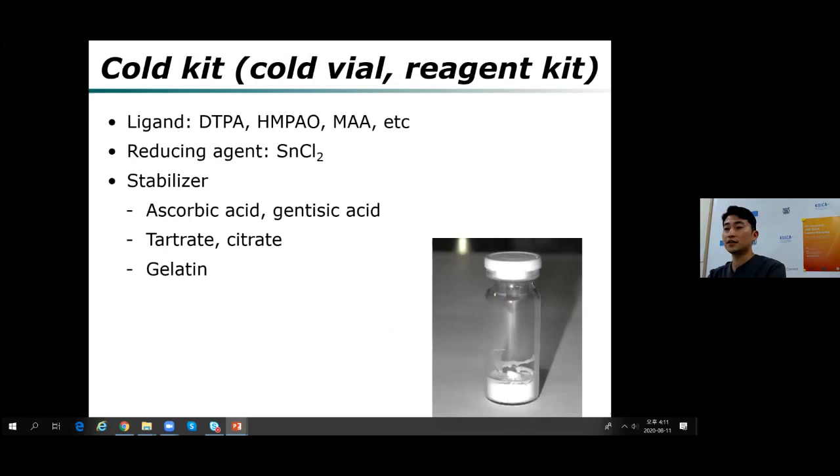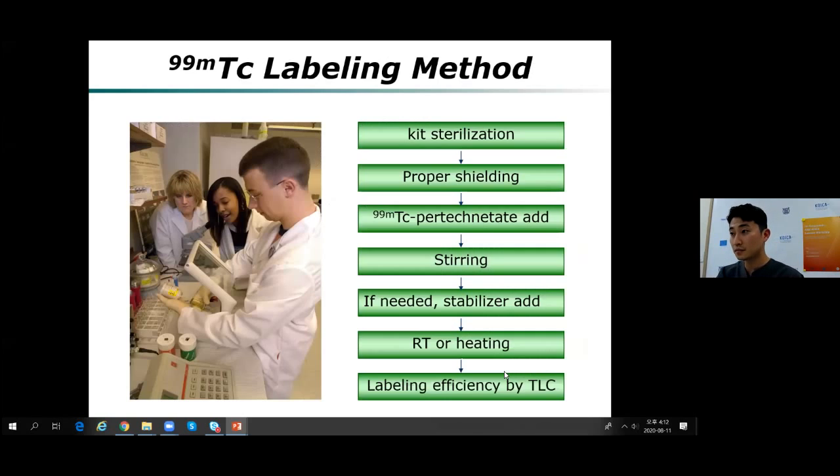For using these technetium and rhenium radionuclides, we prepare a cold vial, a cold reagent kit. Here, a ligand, meaning a targeting moiety or other kinds of chelator, is already contained. For the labeling, some kinds of agents are also contained, and for more stable labeling, a stabilizer is also contained in this kit.